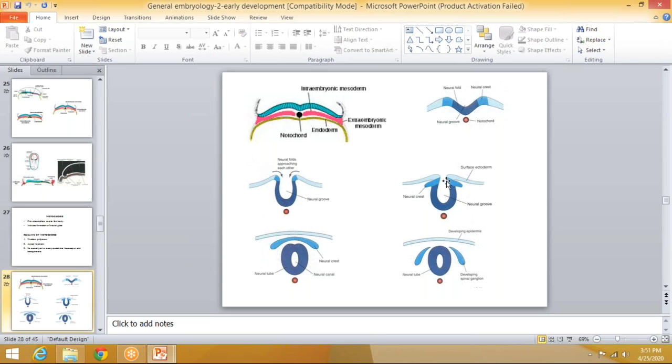So this opening becomes circular and is separated from the surface ectoderm. Some of the cells of the ectoderm will migrate to form neural crest cells. The remaining cells will enclose a circular canal which will form the neural tube. Now this neural tube elongates from the cervical to the sacral region. The upper elongated part will form the future CNS and the lower elongated tubular part will form the spinal cord.